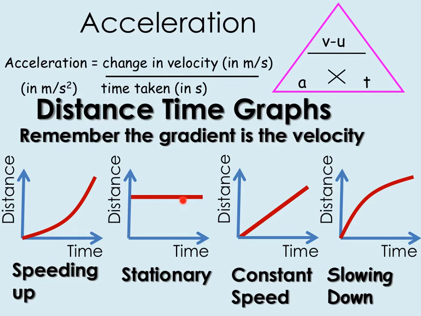With this one, there's no change in distance with time, which means that the object is stationary. This graph here, we have a constant gradient, so that basically means that there's always the same change in distance over the same time period, so that means that we're moving at constant speed or constant velocity. And in this case, the distance we travel is decreasing in the same time period as we go up, so that object there is slowing down.